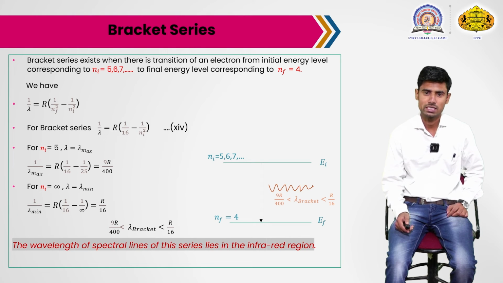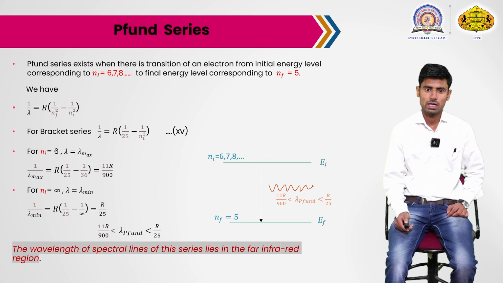The last series is the Pfund series. Now the Pfund series exists when there is a transition of an electron from the initial energy level corresponding to 6, 7, 8 to the final energy level corresponding to Nf equals 5.